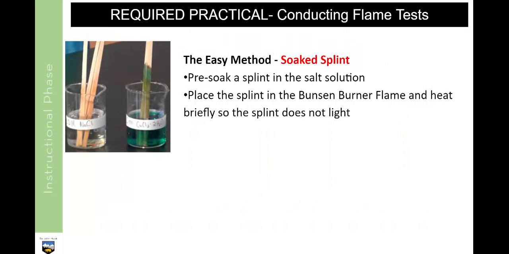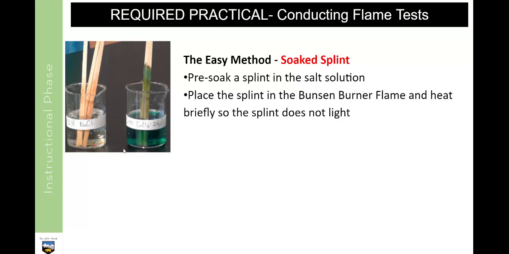Now there's 2 other ways that you can carry out a similar flame test to test for metal ions. So the one that we've just looked at with the wire loop, that's the traditional method. Now the next one I call the easy method. So rather than using the solid powder to hold in the flame, it's dissolved into a solution and then splints are soaked into that solution.